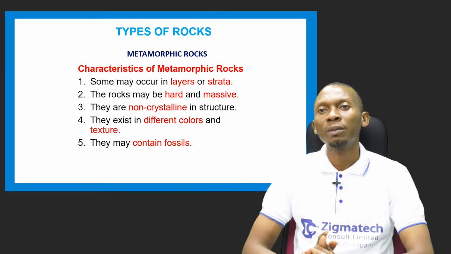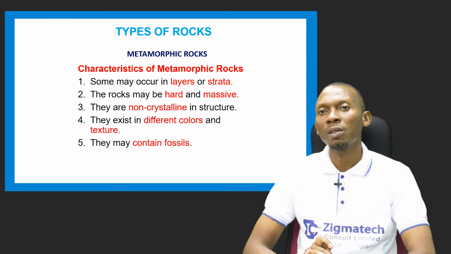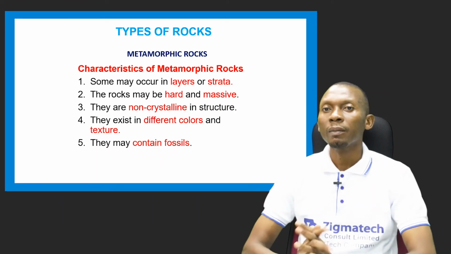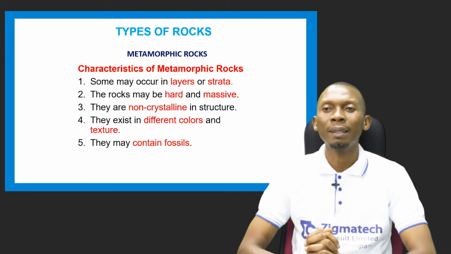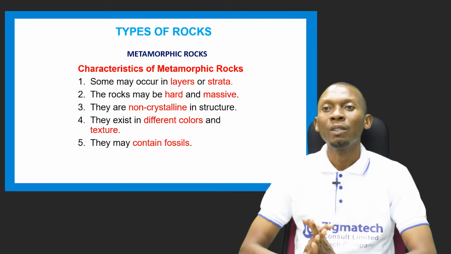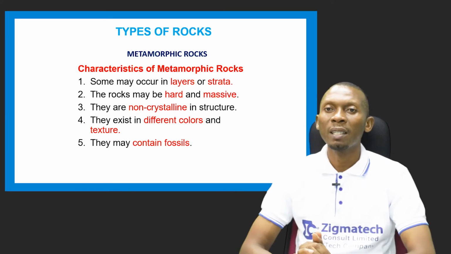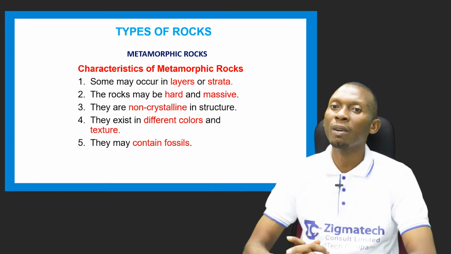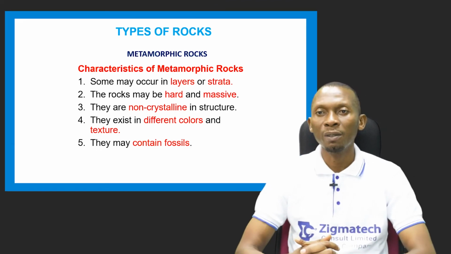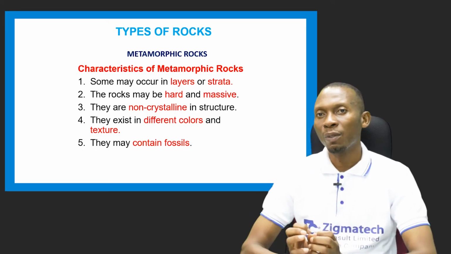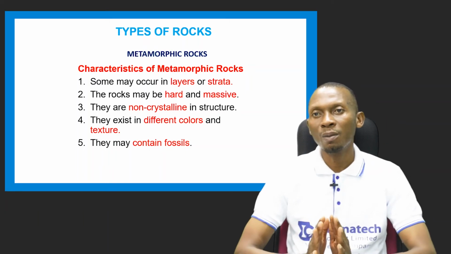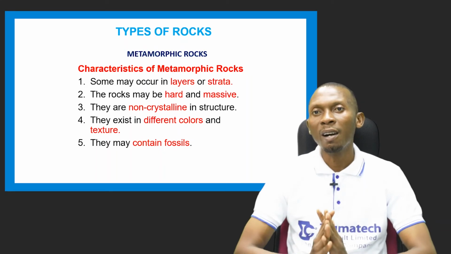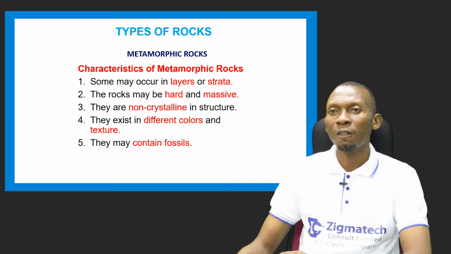Let's take a look at the characteristics of metamorphic rocks. Some of them may occur in layers or strata. They may be hard and massive. They are non-crystalline in structure, and they could exist in different colors and textures, and some may contain fossils. So you can see they have some of the qualities that are observed in sedimentary rocks. So these are the characteristics of metamorphic rocks.